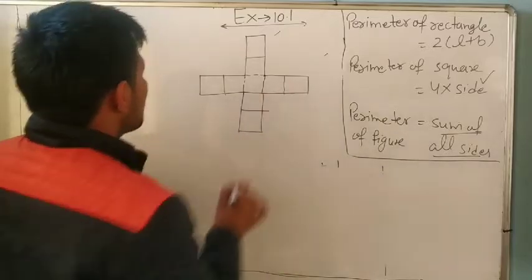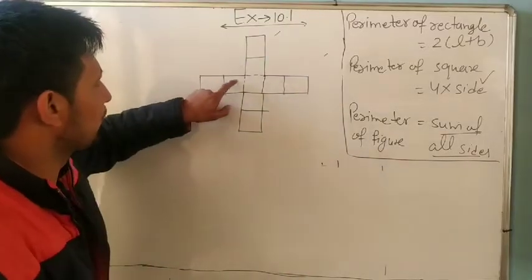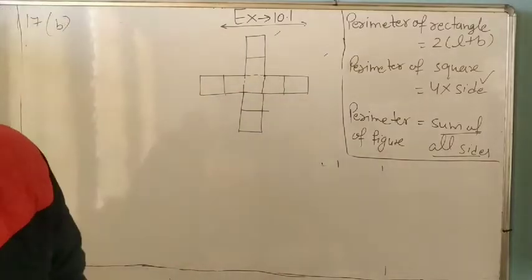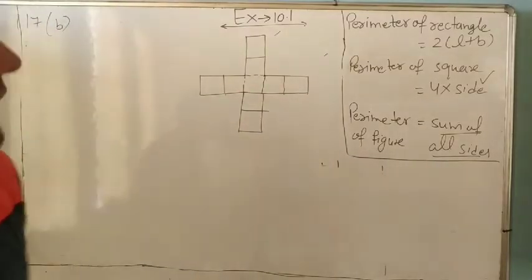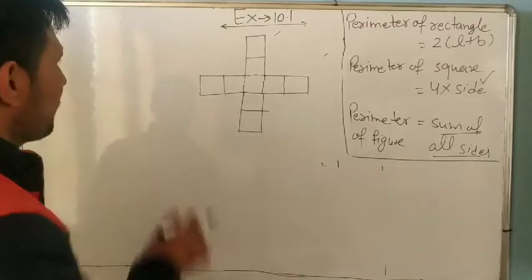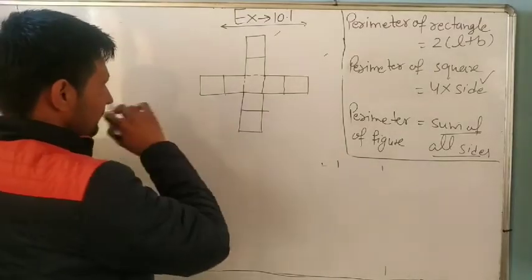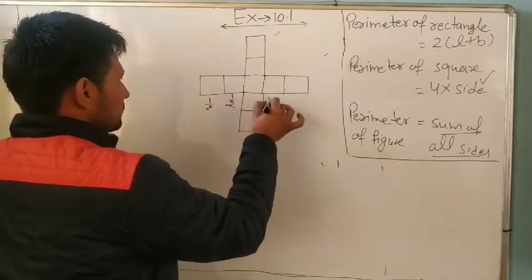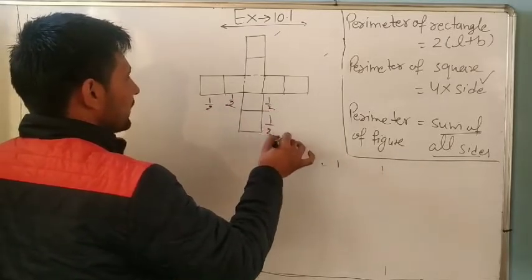You can check it: 1, 2, 3, 4, 5, 6, 7, 8 and 9. Now we have to find the perimeter. So we will write, we have to find perimeter. Each side is 1 by 2. It is 1 by 2, 1 by 2, 1 by 2.